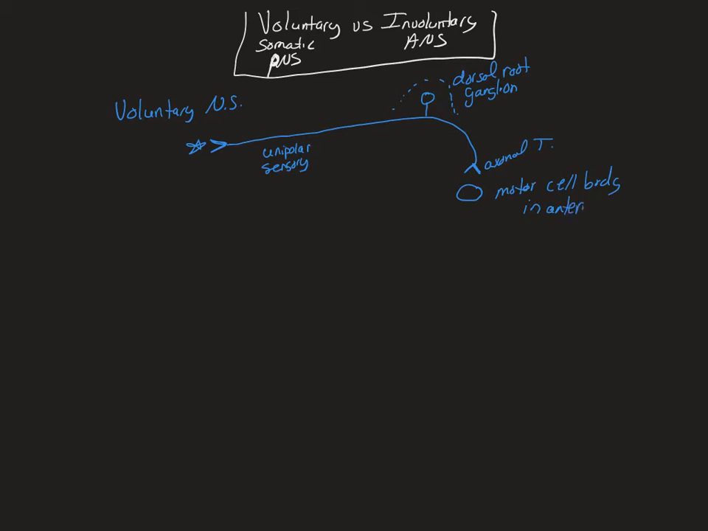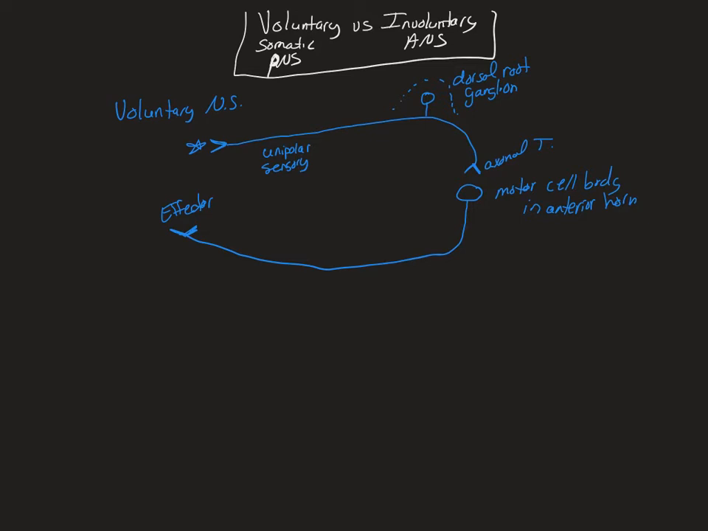And we're just going to make a note that it's in the anterior horn of your spinal cord right now. And then that axon is going to leave out the ventral root, and it's going to come over here to an effector organ, and it's going to cause a muscle contraction or something, okay? So that's your basic relay for voluntary.